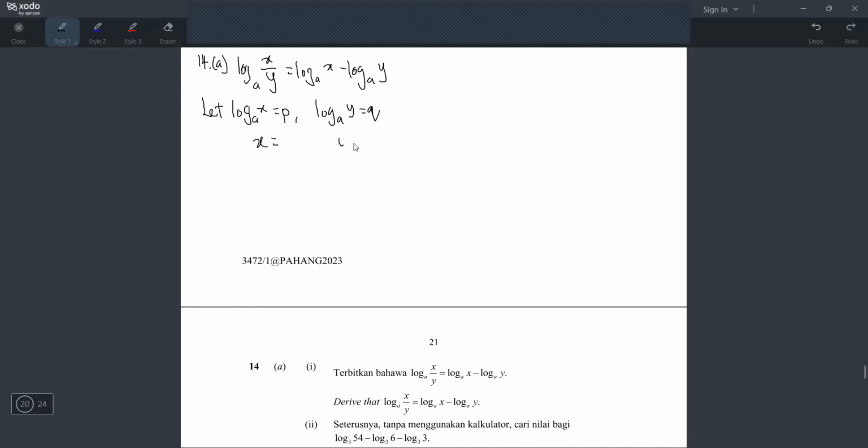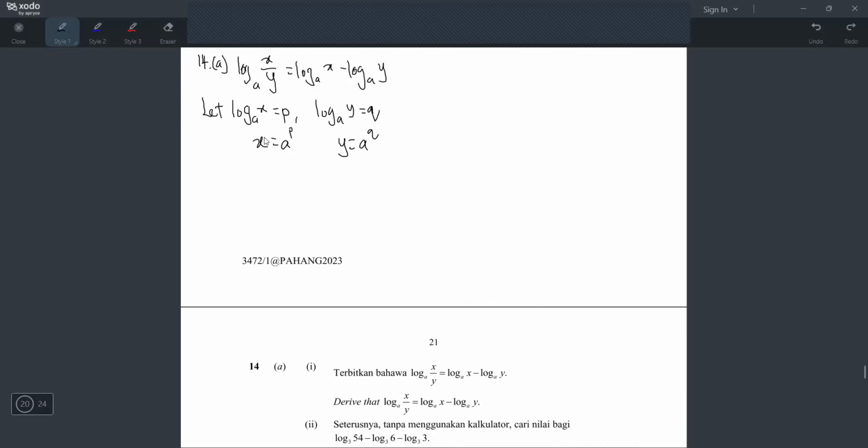Afterwards, I will find x and find y. And how can I find x is I will do anti-log. Do you know how to do anti-log? Anti-log means you get rid of the log. To get rid of the log, you move the log to the other side. But when you move it, what happens to the log base a? It becomes the number base, so it becomes a power p, like this. Same thing here, y equals a power q. So this is the first step.